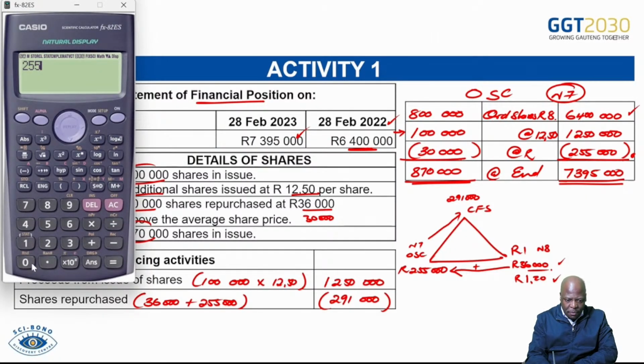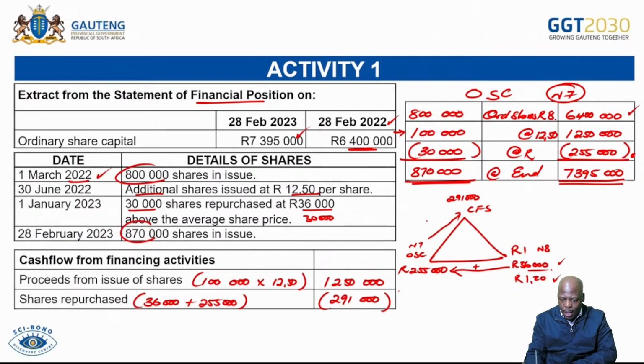I'm simply saying 255,000 and I'm going to divide that by 30,000. I'm going to remain with 8.50. So here, per share, it's 8.50 per share. The average price per share, 8.50. 1.20 plus 8.50. I'm going to come up here now and I'm going to say per share, how much is that going to be?